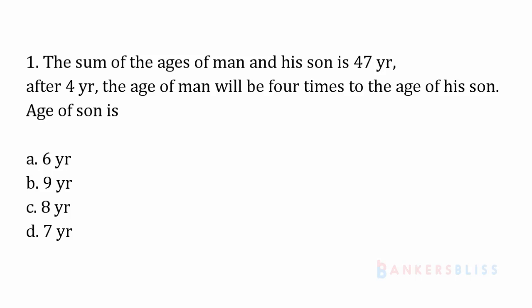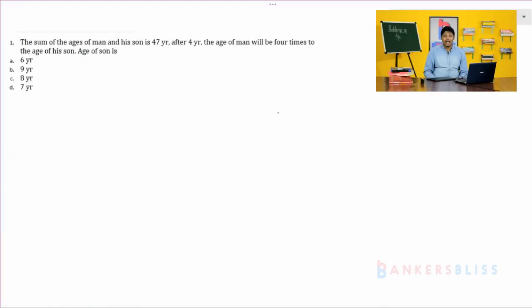The sum of the ages of a man and his son is 47 years. After 4 years, the age of the man will be 4 times the age of his son. What is the age of the son? They are not asking about 5 years ago or 10 years hence. Age of son means you have to calculate the present age of the son.